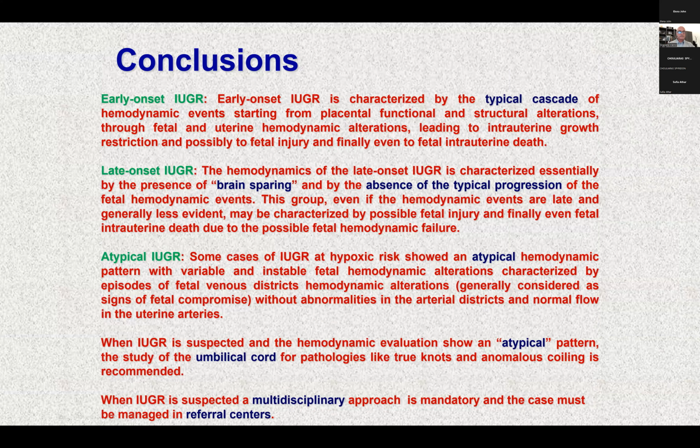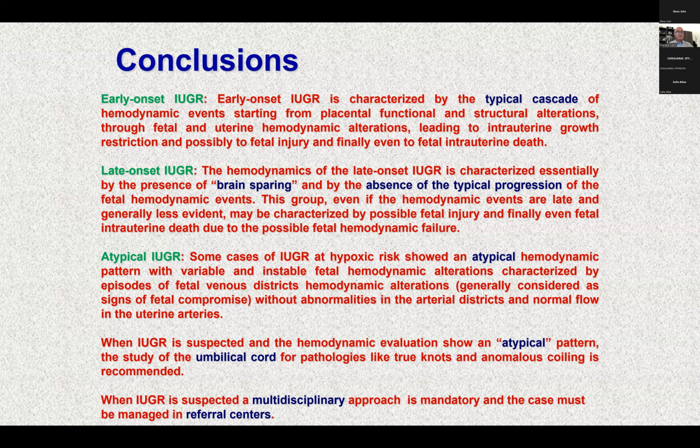So in the conclusion, we have different types of scenarios when we are evaluating fetuses characterized by intrauterine growth restriction. We may have early onset IUGR, which is characterized by the typical cascade of hemodynamic events starting from placental functional and structural alterations through the fetal and the uterine hemodynamic alteration, leading to intrauterine growth restriction and possibly to fetal injury and finally even to fetal intrauterine death.